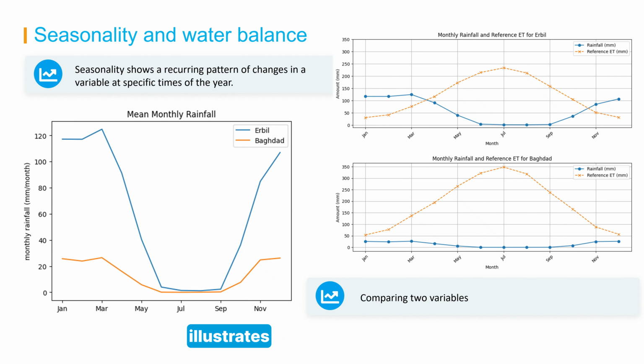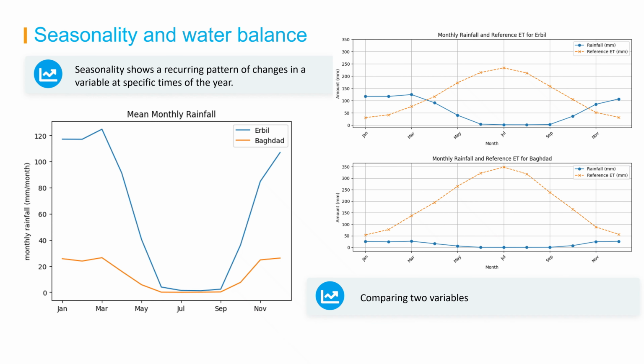This seasonality illustrates a recurring pattern at a specific time of the year. This information can be easily presented by calculating the mean monthly values of each of the variables. For example, the long-term monthly precipitation for the selected two governorates are presented in this figure, showing common patterns as well as clear differences. While both areas have a rainy season and a dry season, rainfall in Erbil is significantly higher compared to Baghdad.